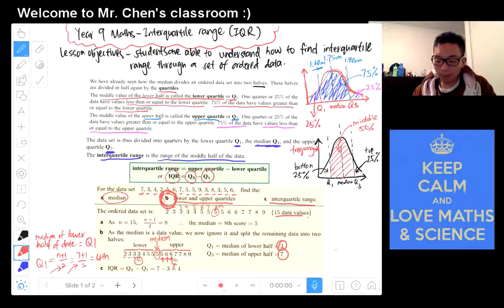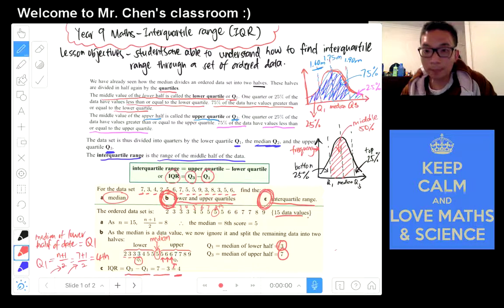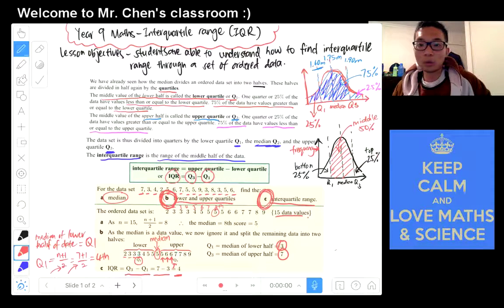Once you got the B, you go to C, which is your interquartile range. The interquartile range is Q3 minus Q1, which is 7 take 3 is 4. So that's how you arrange the data and find out your interquartile range.